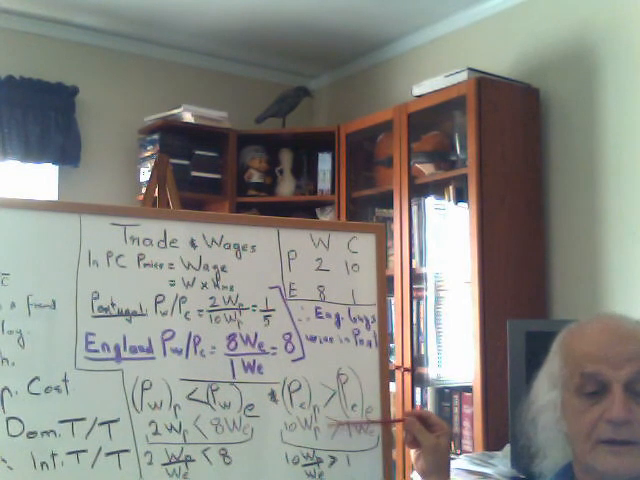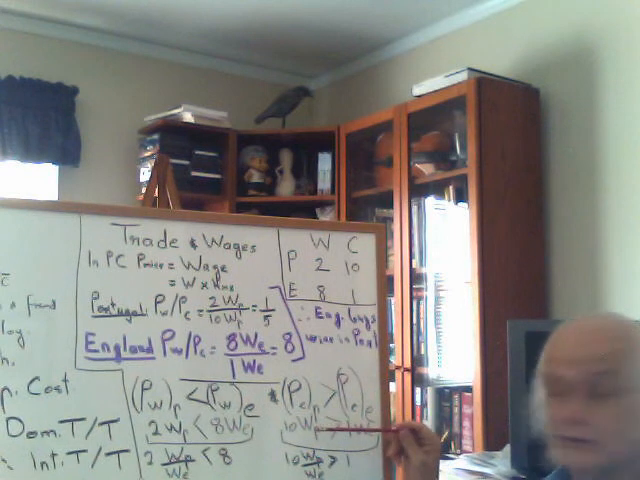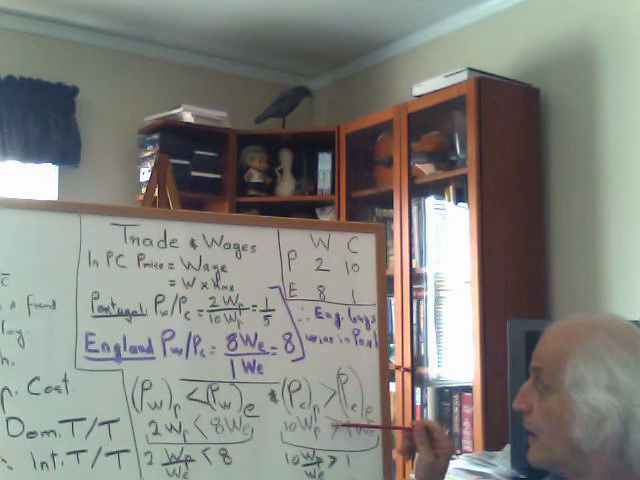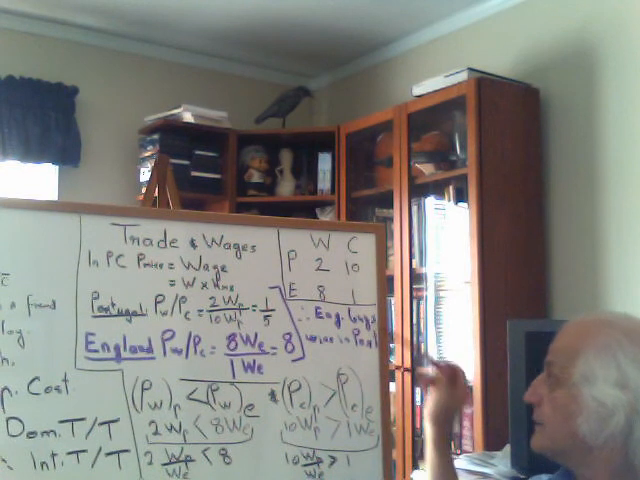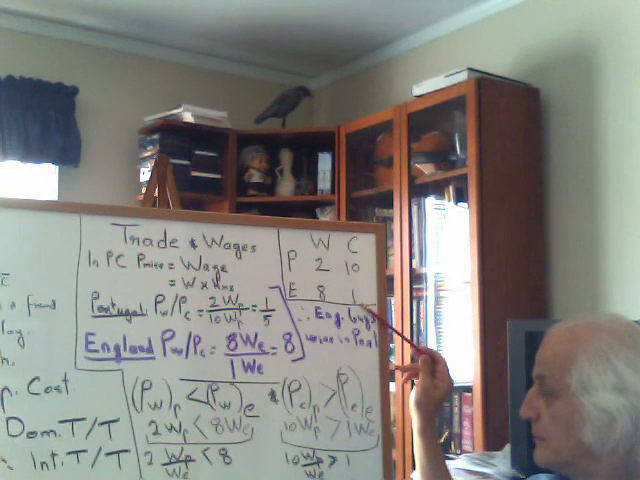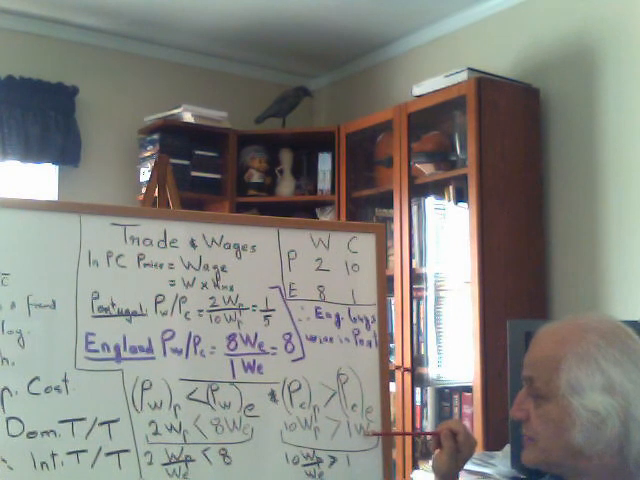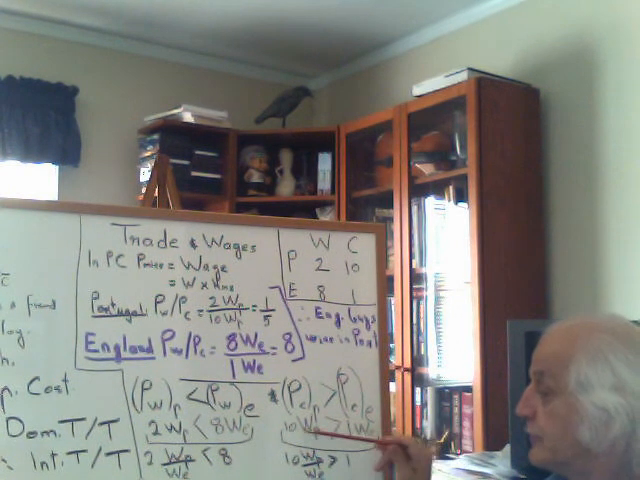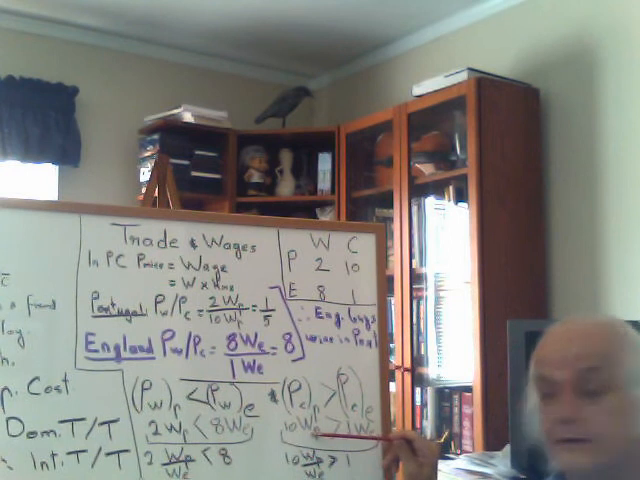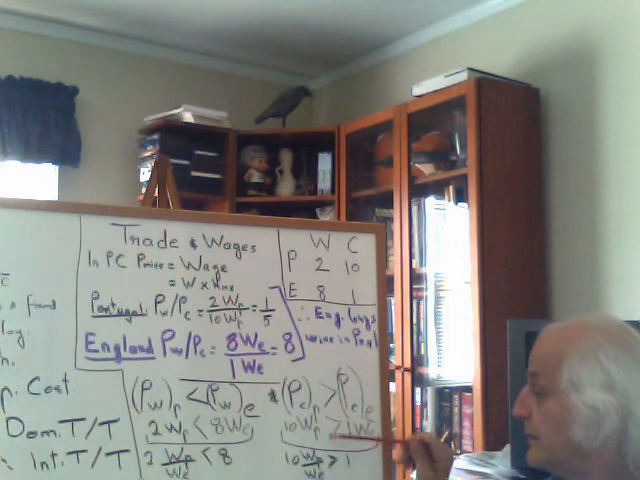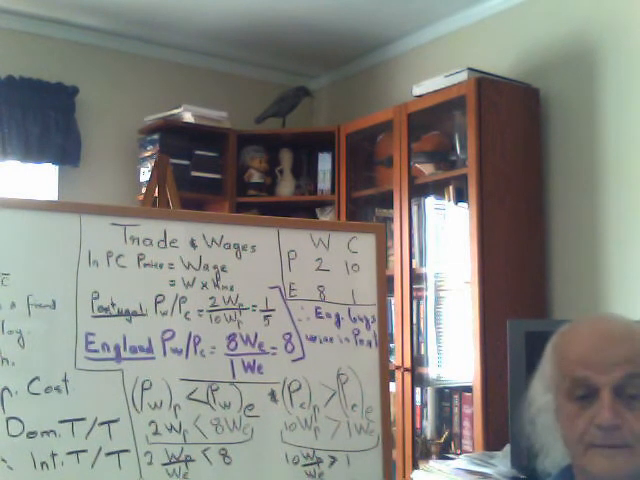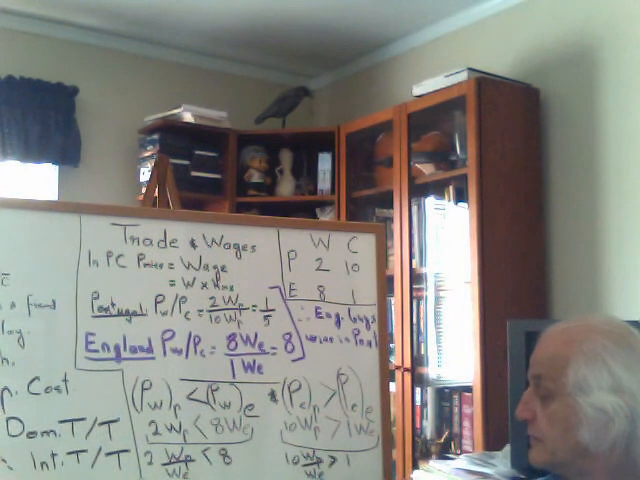We do the same thing for this side. So we start with 10 W sub P larger than 1 W sub E. Now we can divide both sides by W sub E to get rid of the W sub E. So what do we get? We get 10 W sub P over W sub E is greater than 1. In order to get rid of this 10, we say W sub P over W sub E is greater than 1/10.